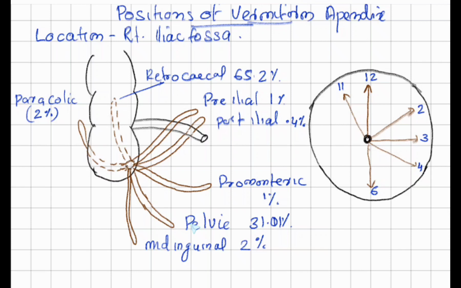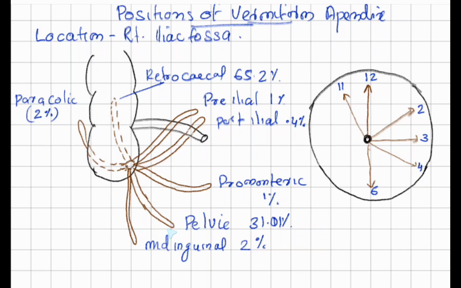Now, next one is the promontoric type, or the 3 o'clock position. Promontoric means it is directed toward the sacral promontory. The sacral promontory is the prominent anterior border of the first sacral vertebra. This 3 o'clock position is the promontoric type and it is present in 1% of subjects.